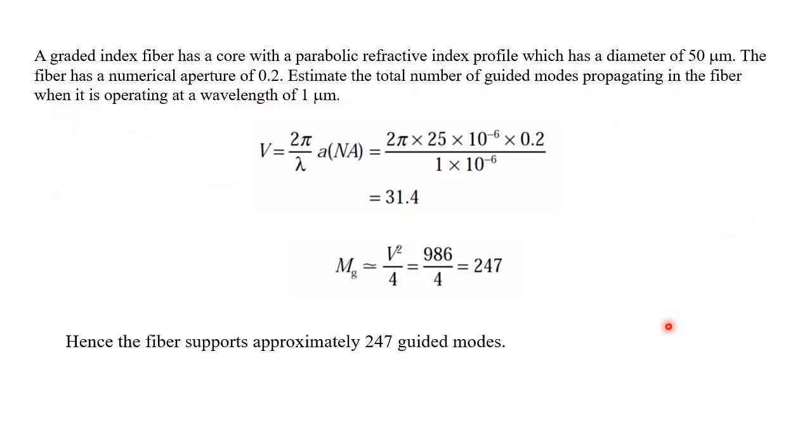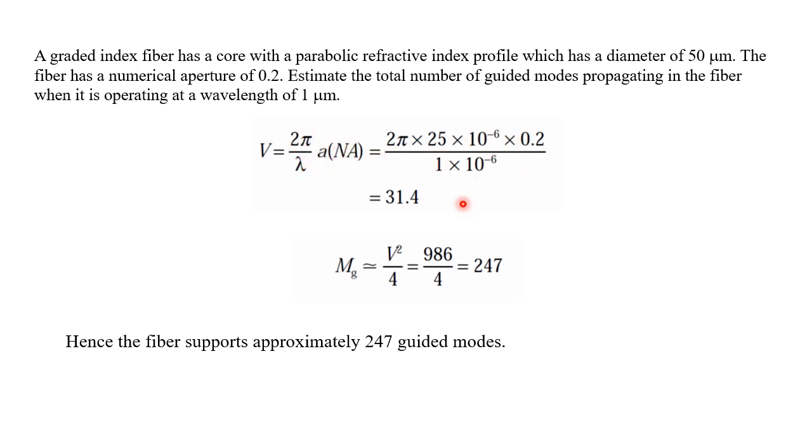Let us have a numerical problem. A graded index fiber has a core with a parabolic refractive index profile which has a diameter of 50 micrometer. The fiber has a numerical aperture of 0.2. Estimate the total number of guided modes propagating in the fiber when it is operating at a wavelength of 1 micrometer. So V number equals 2 pi by lambda, a into numerical aperture.